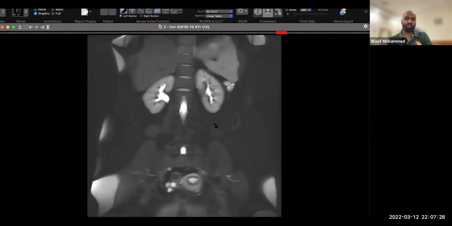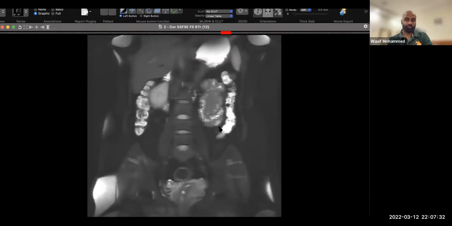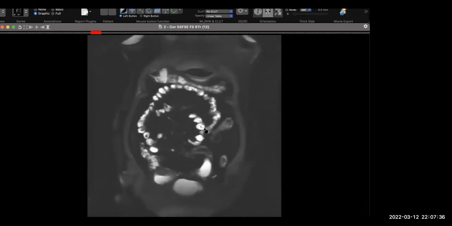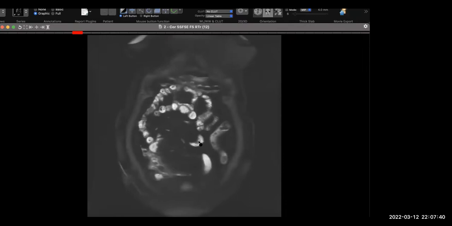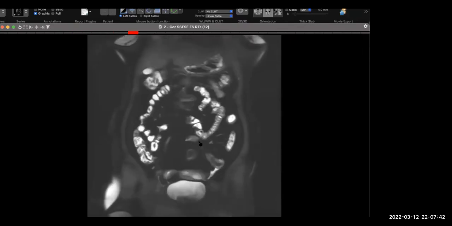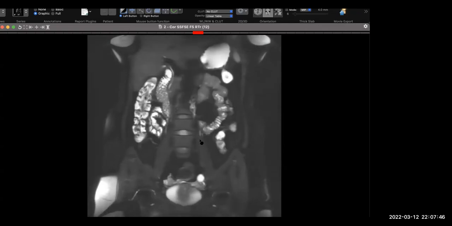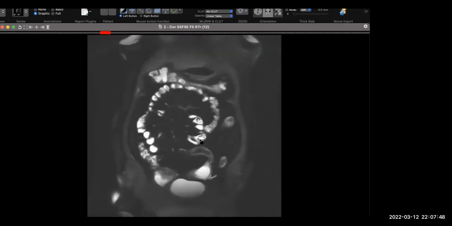But why is there so much fluid in the intestines? MR enterography. Okay, fine, go on. So this is usually done for inflammatory bowel disease follow-up. So I'm looking for signs of inflammatory bowel disease. I'm just following the large bowel.